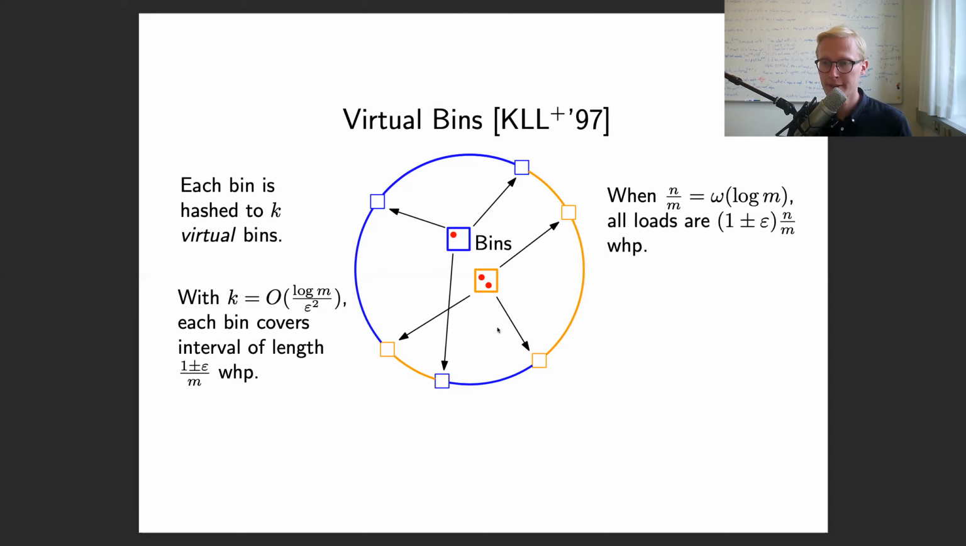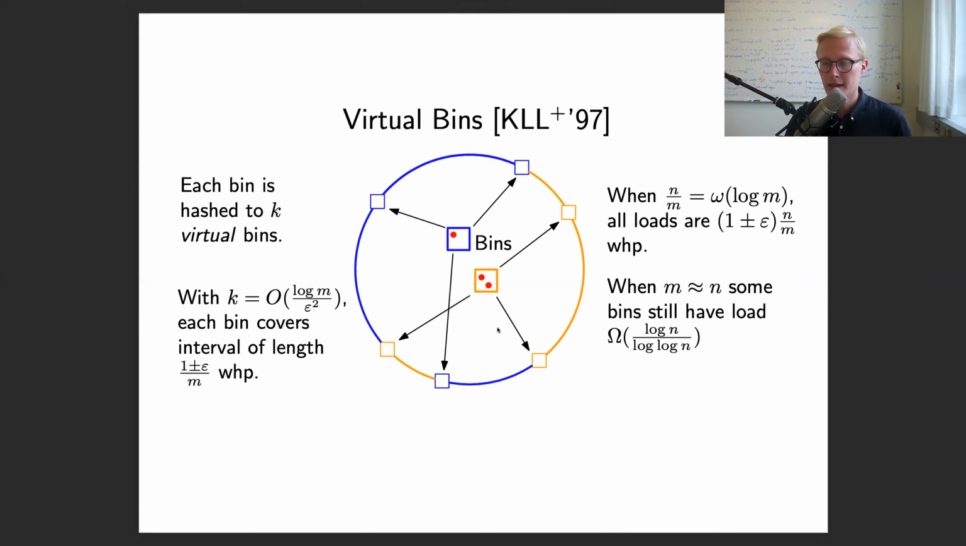And when the average load in our M is large, say omega of log M, then it follows from standard probabilistic bounds that if we have this almost uniform bin cover, then all loads will also lie within a 1 plus minus epsilon factor of the average with high probability.